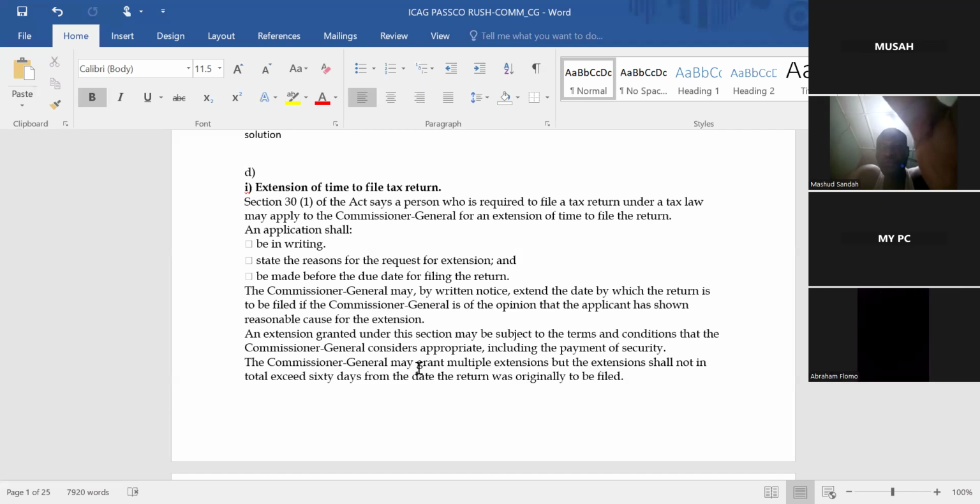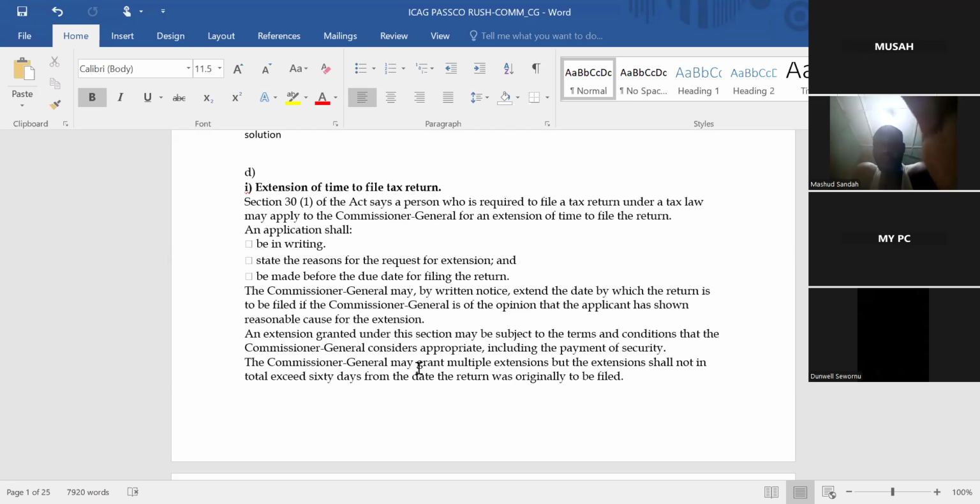And the Commissioner General may also grant multiple extensions. So if you apply for an extension and it is granted, and then the deadline is approaching, and you know that you have still not gotten the money, you can still apply for the Commissioner General to extend again for you to get time to be able to what? To file. That is the multiple extension.